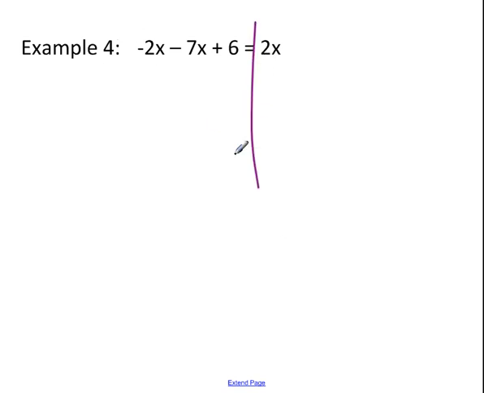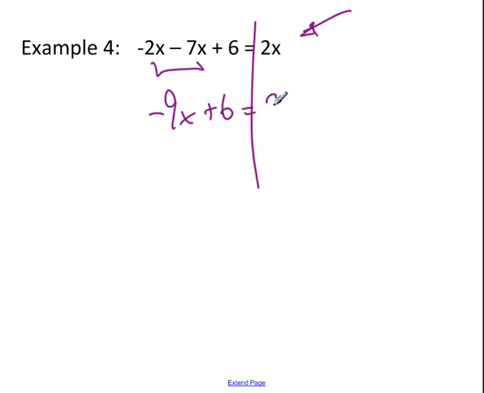Alright, so what's going on here? My left side is simple. Don't need to do much. But my right side, it's got a whole bunch of things that we need to put together here. We've got to take care of our minus 2x and our minus 7x. Since they are on the same side, we are going to use these same signs. So we're going to put those together. Minus 2 and minus 7 make minus 9x.